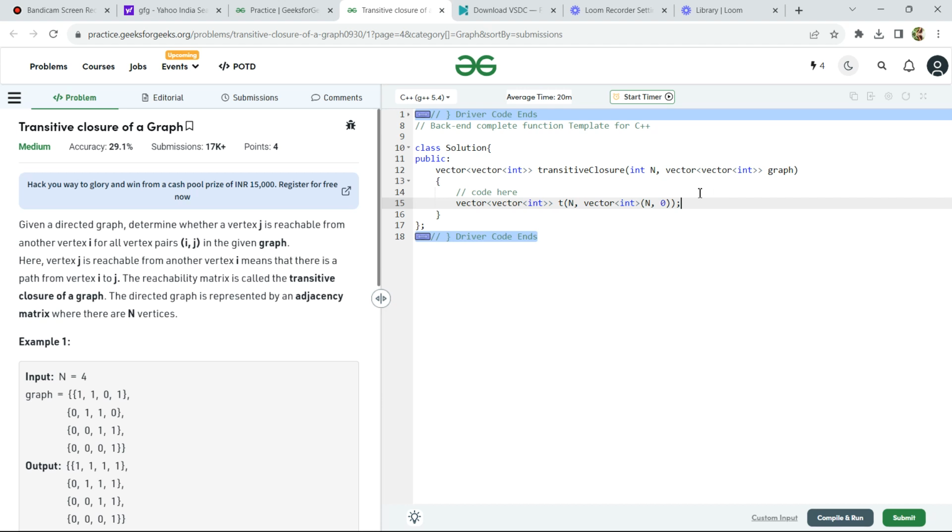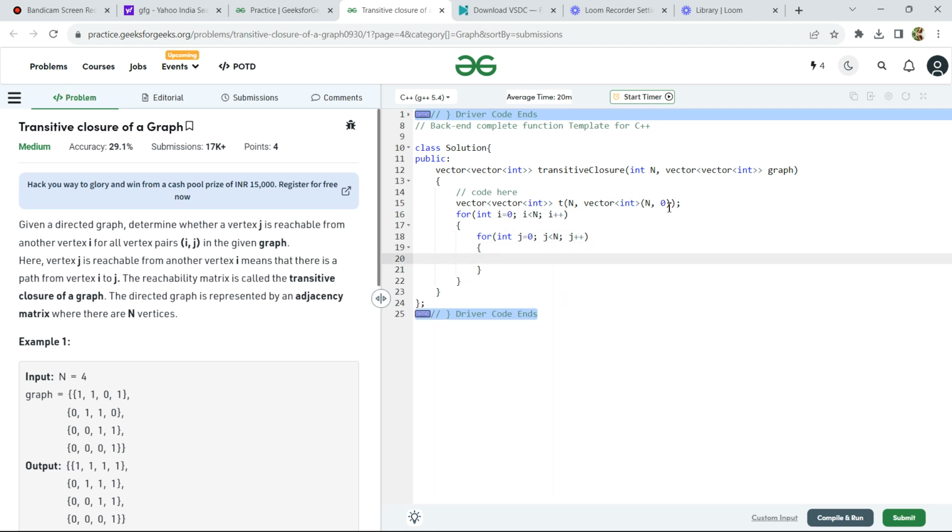So we have declared the 2D vector T of size n cross n and we have initialized it to 0. So now we will use two for loops for traversing the graph. In these two for loops, we are traversing the matrix graph, and suppose graph[i][j] is 1, it means that there is an edge from vertex i to vertex j.